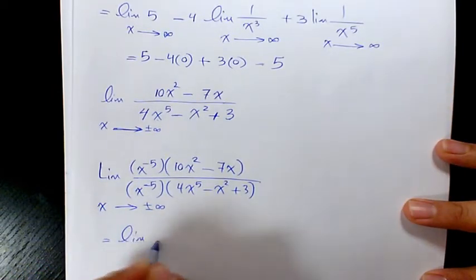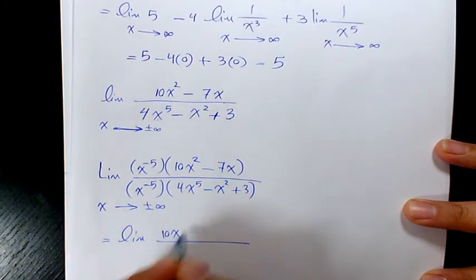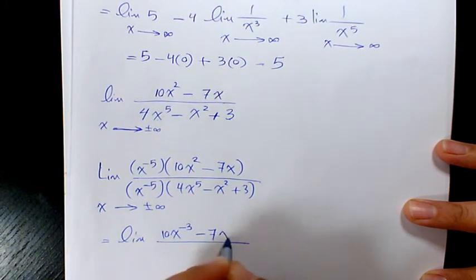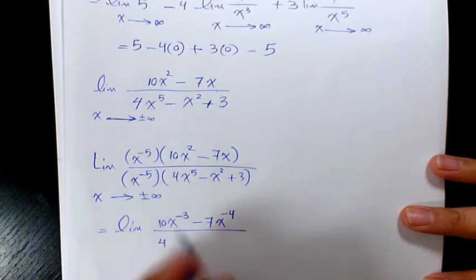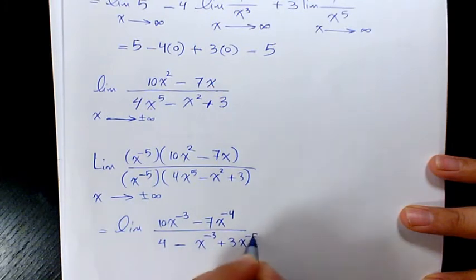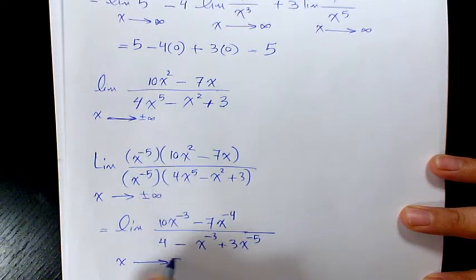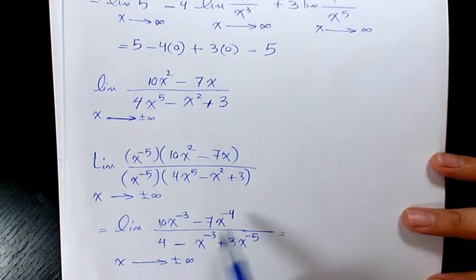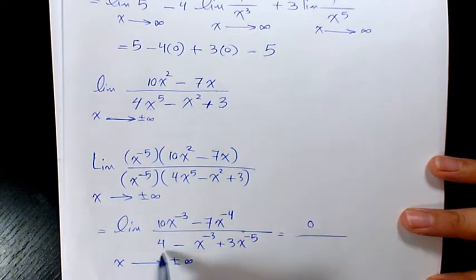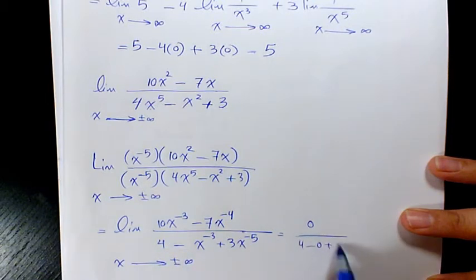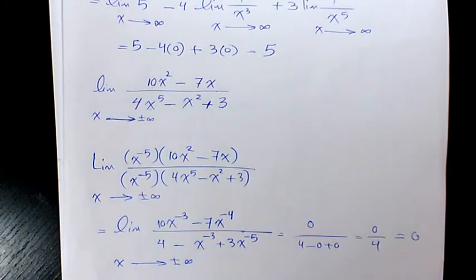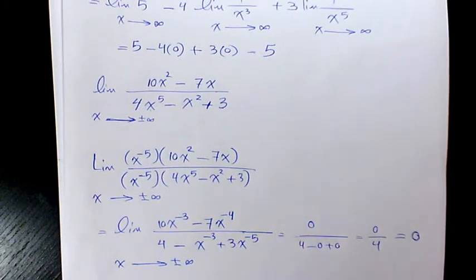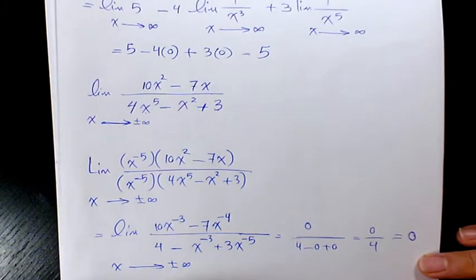That's going to be 10x to the power of negative 3 minus 7x to the power of negative 4. And here we have 4 times, these two cancel out. X to the power of negative 3 plus 3x to the power of negative 5 when x is approaching positive infinity or negative infinity. So the numerator is going to be 0 and denominator is going to be 4 minus 0 plus 0, which is going to be 0 over 4, and the answer is going to be equal to 0, because 0 divided by 4 is 0.